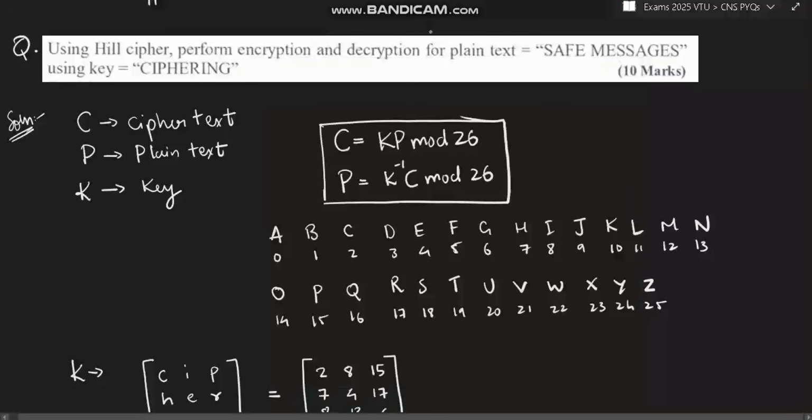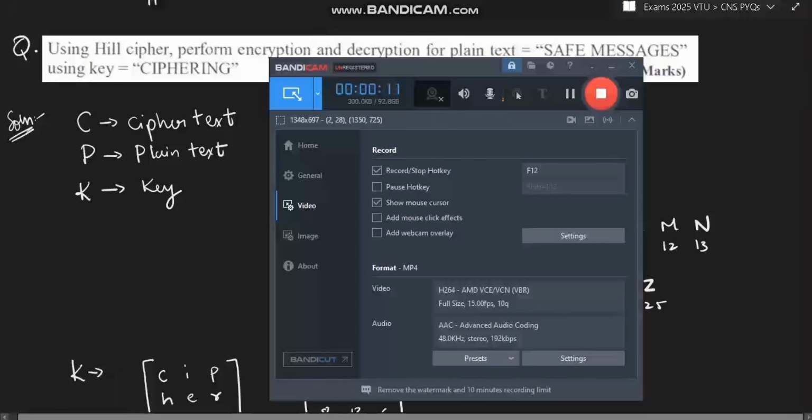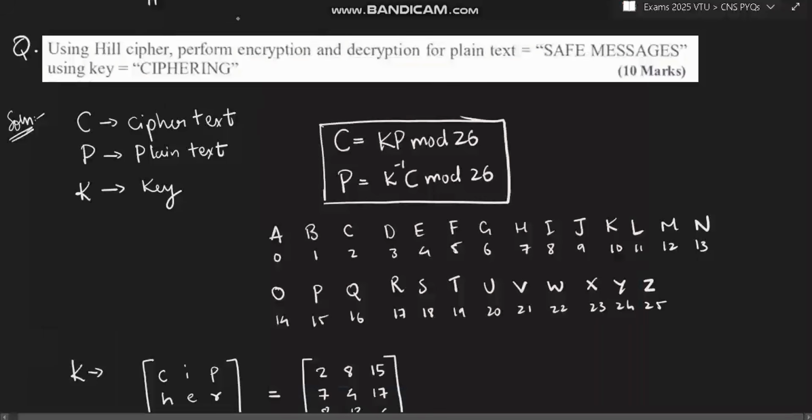The next one we have, the most repeated one, is the Hill cipher algorithm. So let's discuss what the Hill cipher algorithm is and how you use it. Let's get started. Hill cipher is an algorithm where you have a plain text. In this case the plain text given is SAFE MESSAGES and we are given the key CIPHERING.